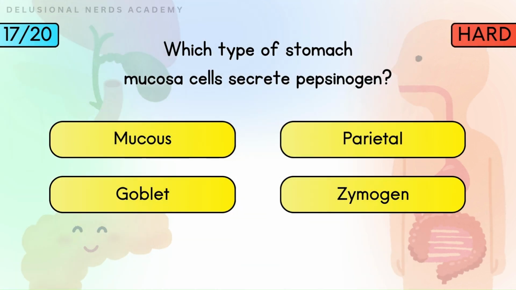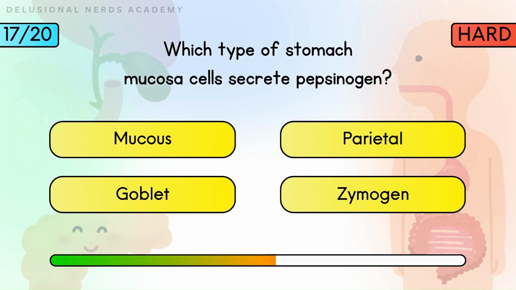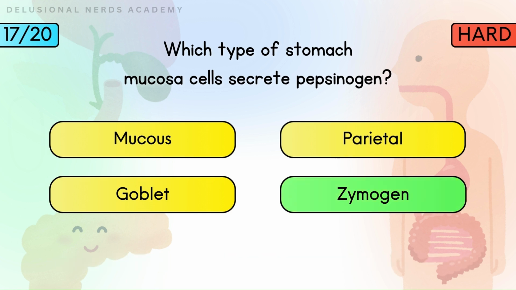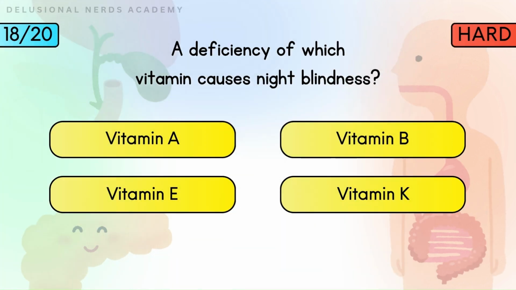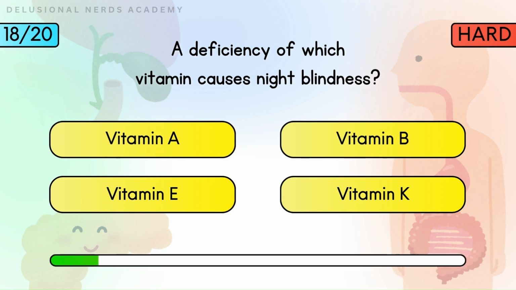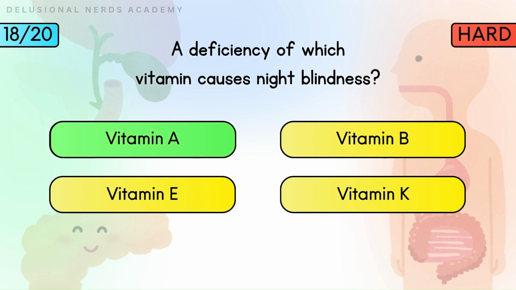Which type of stomach mucosa cells secrete pepsinogen? Zymogen cells in the stomach mucosa secrete pepsinogen. The deficiency of which vitamin causes night blindness? Vitamin A is necessary for normal vision, and lacking it can result in night blindness.